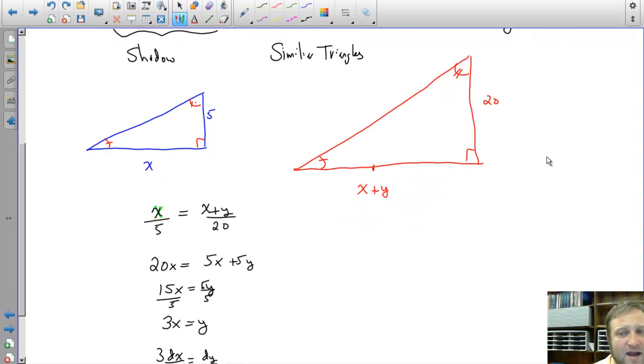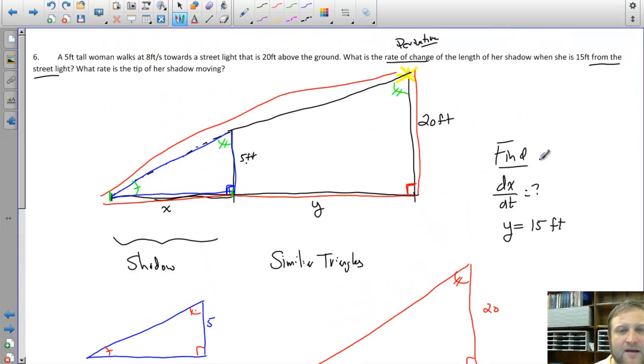We know y is equal to 15 feet, but I skipped a little portion at the beginning, and it said the woman walks at 8 feet per second towards the street light. In terms of our drawing, if she's walking at 8 feet per second, that means that y is changing at the rate of 8 feet per second. She's getting closer and closer.